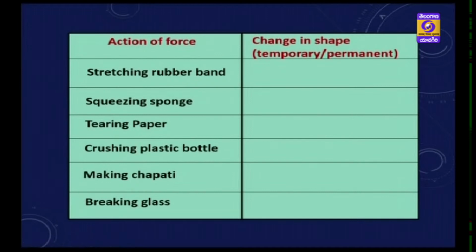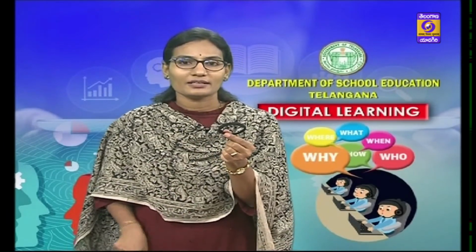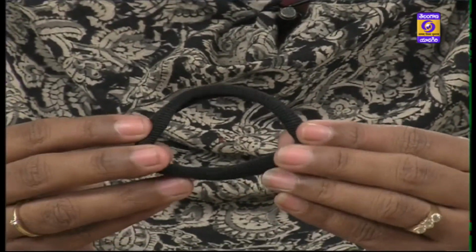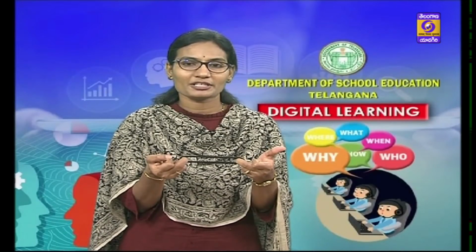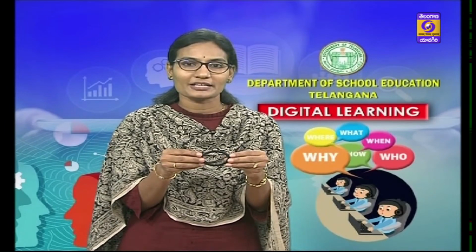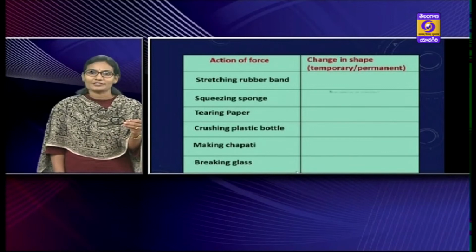Stretching a rubber band. See, children, a rubber band stretching, and after releasing the force, the rubber band regains its initial shape, initial position. When you stretch the rubber band, the shape changes and also the dimension changes. When you release the force, it regains its original state. Means this change is a temporary change.